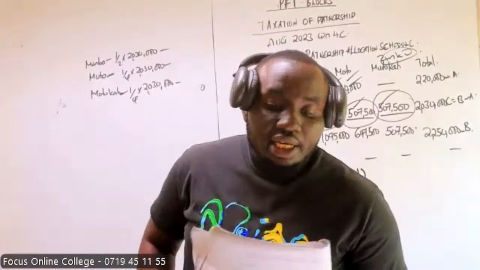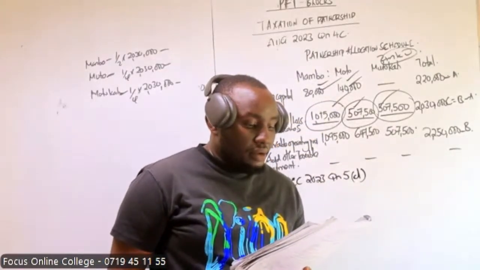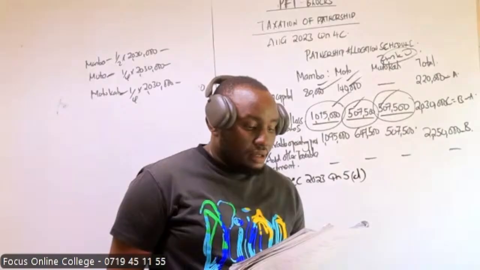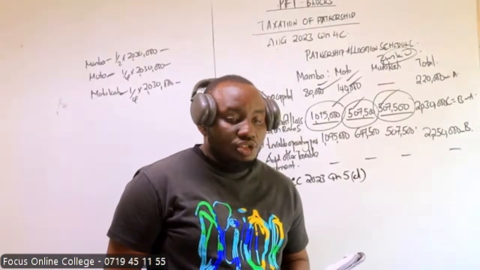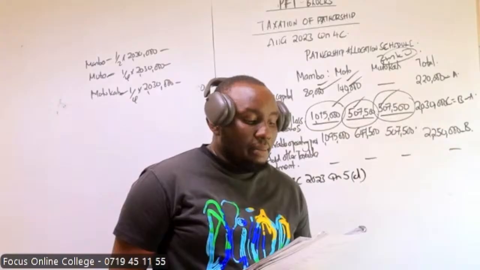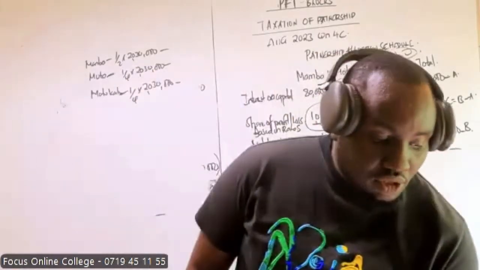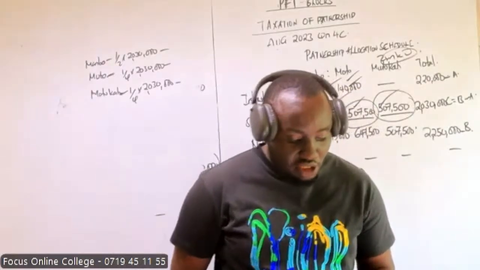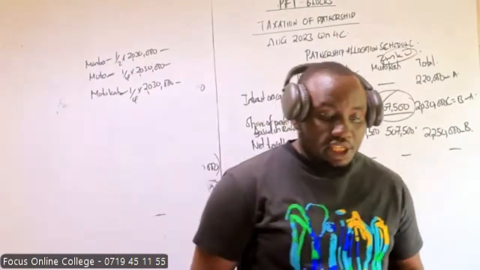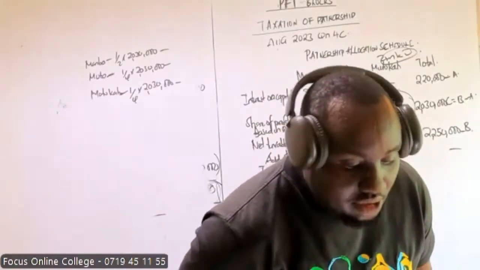Then you have insurance. Insurance should be allowable. Purchase of office machinery. How do we treat the purchase of office machinery? Purchase of office machinery, that's a capital expenditure. We claim investment allowance on that.